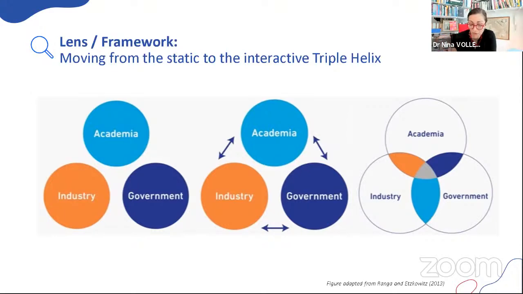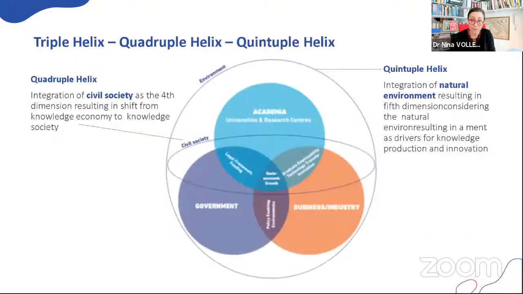Academia plays a prominent role in innovation, and universities become more entrepreneurial as they establish new relationships with industry and change their mission. We're talking about the third mission here, the knowledge triangle. And innovation policies are more an outcome of the interactions than a prescription by government. So this is how things can evolve, and the more you move to the right, the more innovative the ecosystem will become.